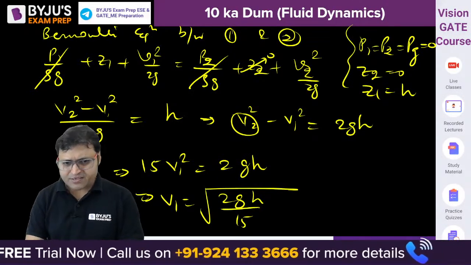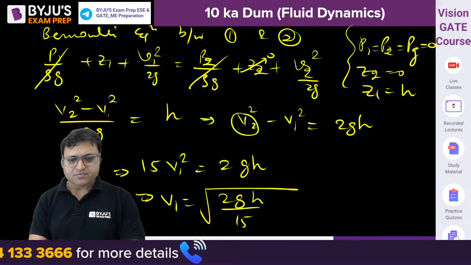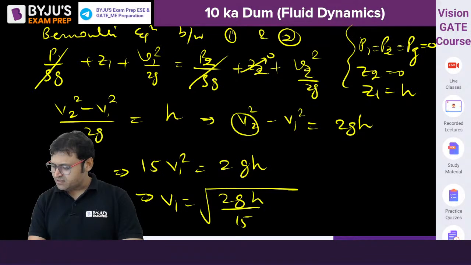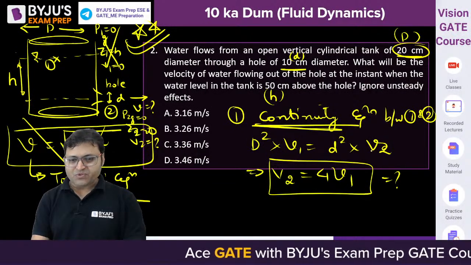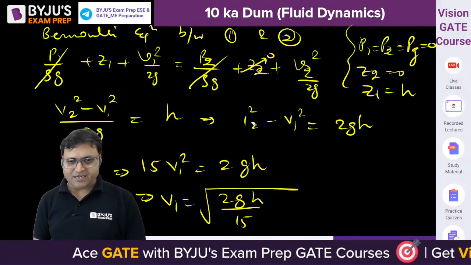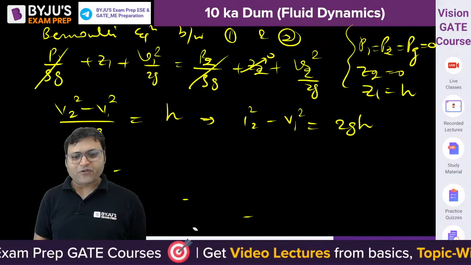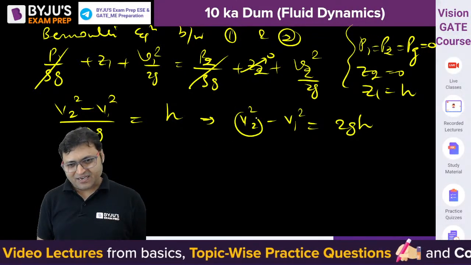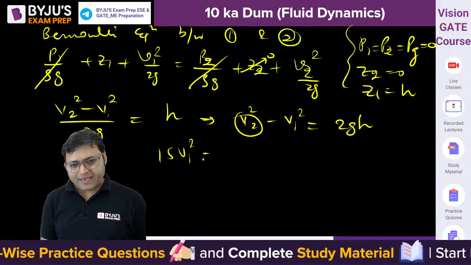Did I make any mistake here? The question is to find out V2. I made a mistake. We are calculating V2, we are not calculating V1. If you are calculating V1, then we can calculate V2. One and the same thing. It was correct, it was fine. 15 V1 square is equal to 2gH.